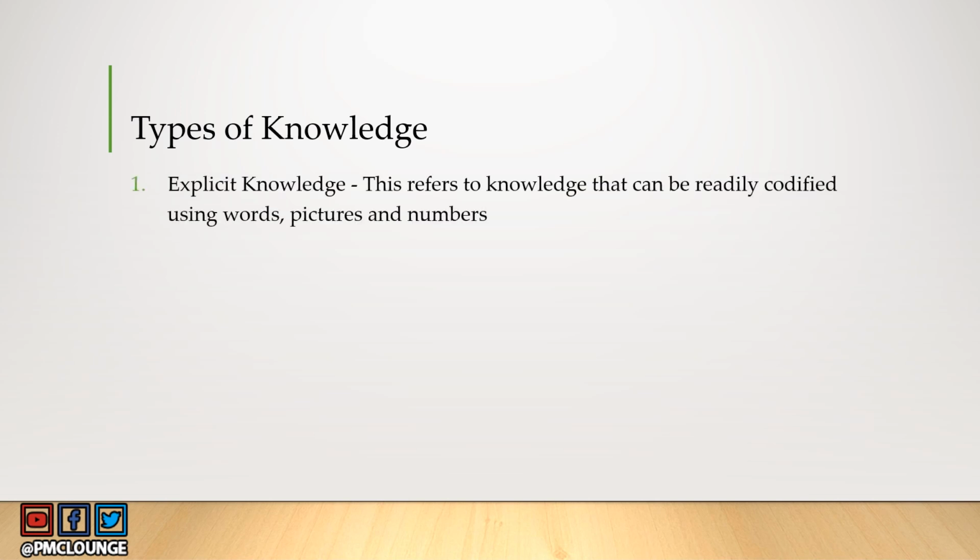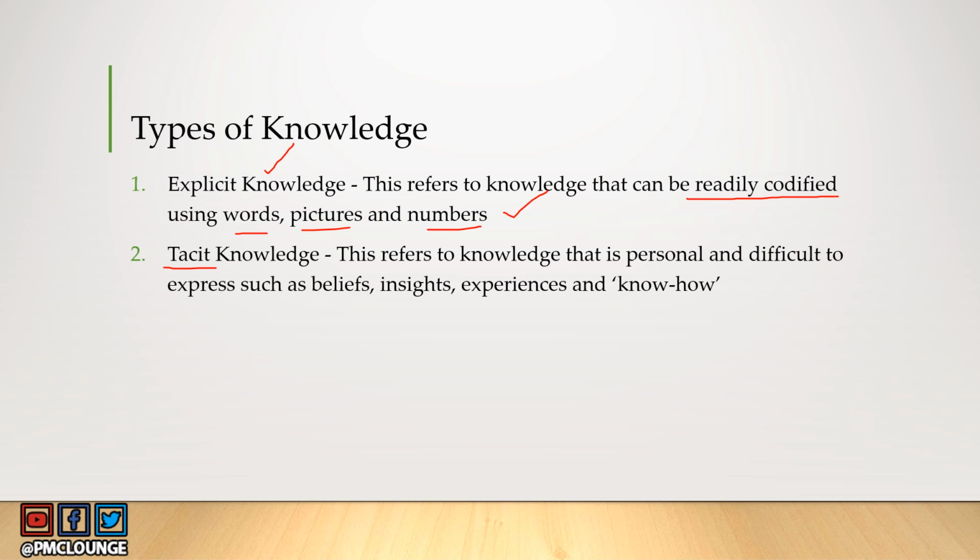All right, now let's look into the different types of knowledge. So there are basically 2 types of knowledge. One is explicit knowledge. This refers to something which can be readily codified. This is the knowledge which can be codified into words, pictures, numbers, so something that you can convey easily. Second type of knowledge is tacit knowledge, which cannot be easily conveyed, because this is something which is personal. This is something which is difficult to express. So the examples for this kind of knowledge are beliefs, insights, experiences, and know-how. It's difficult to express these. They cannot be codified easily.